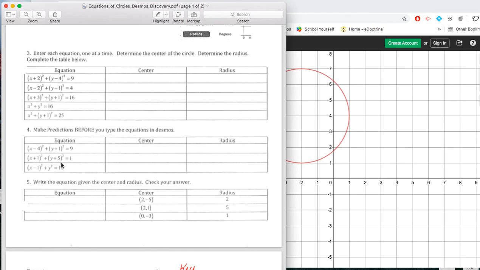When you look at this, maybe you can determine what the center and radius is, and then type these in. See if you're correct with your center and radius. If you are, then when you're given the center and the radius, you should be able to go backwards and write your equation. So try that now, and then we are going to take some actual notes.